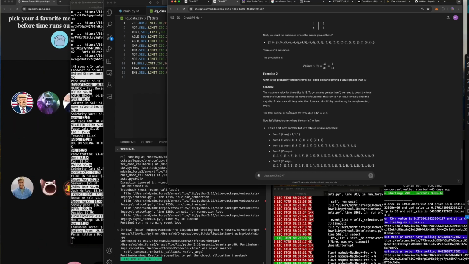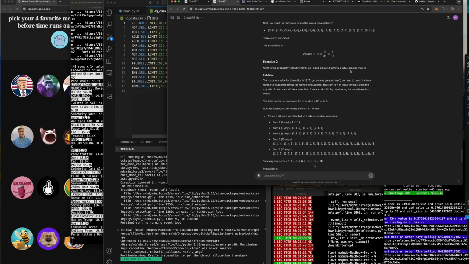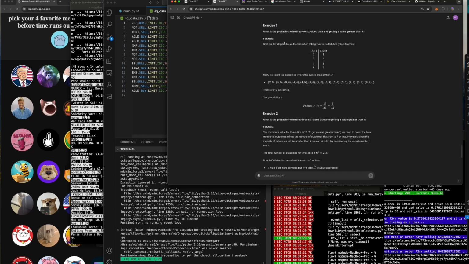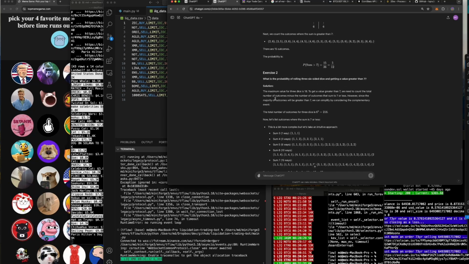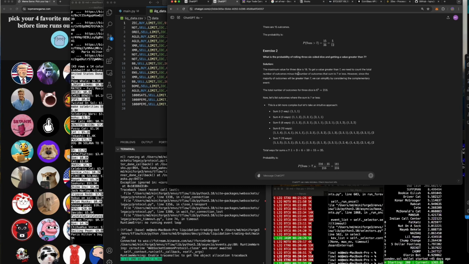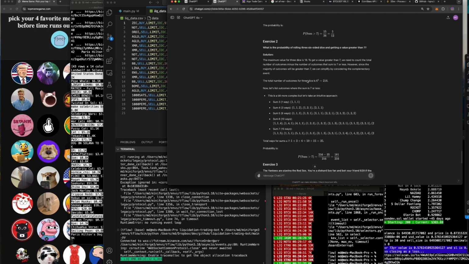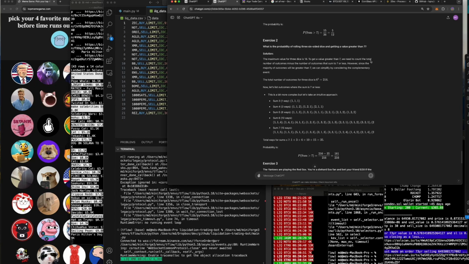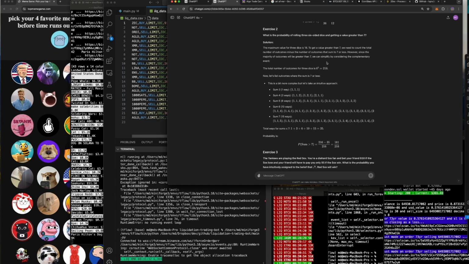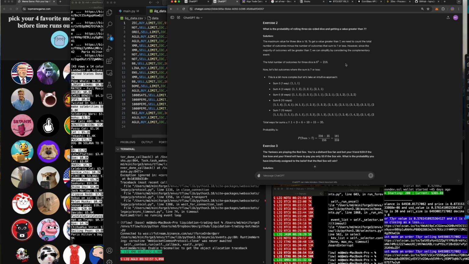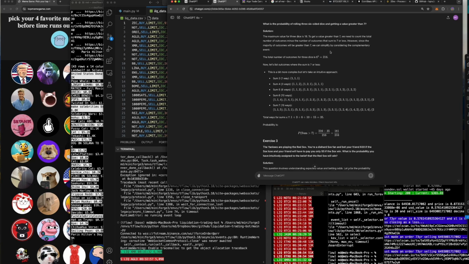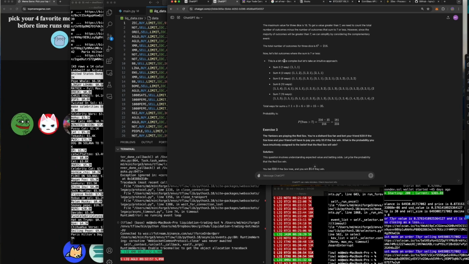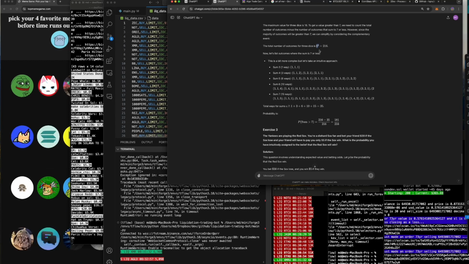What is the probability of rolling 3 six-sided dice and getting a value greater than 7? Okay, the maximum value of three dice is 18. To get a value greater than 7, we need to count the total number of outcomes minus the number of outcomes that sum to 7 or less. However, since the majority of outcomes will be greater than 7, we can simplify by considering the complementary event. The number of outcomes for 3 dice, 6 cubed, is 216.